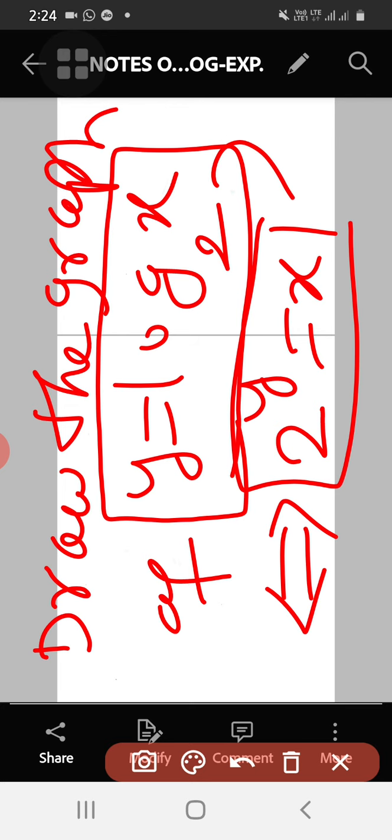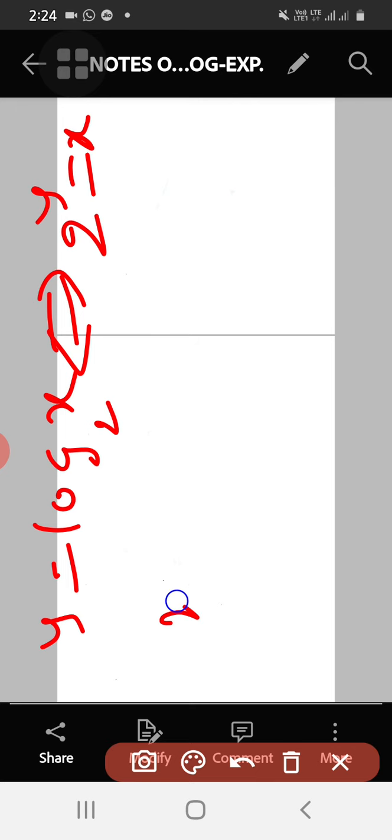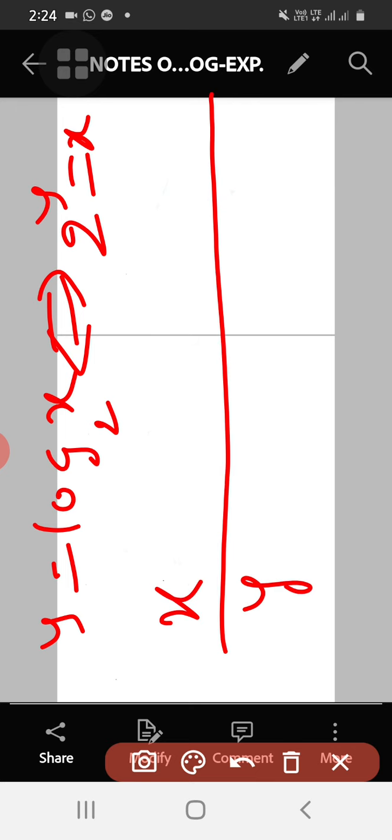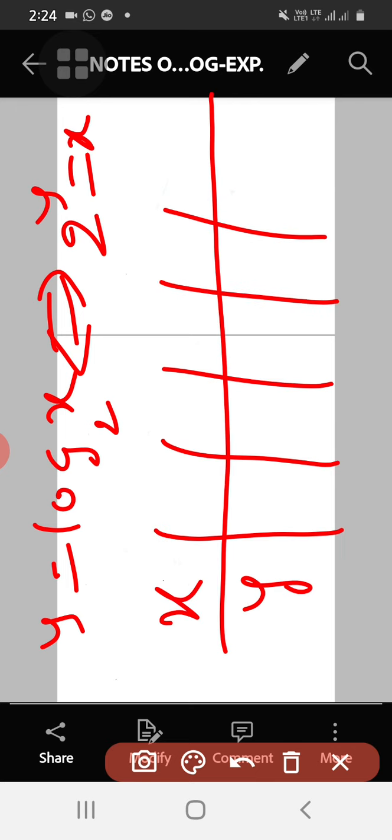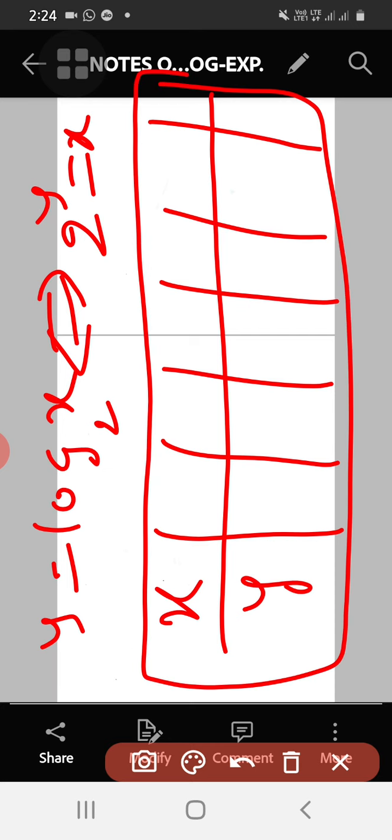So we have already drawn this kind of graph. See, x is equal to 2 to the power of y. We have drawn the graph in a similar way. So y is equal to log x to the base 2, which implies 2 to the power of y is equal to x. So let me give some values for x and y, and then afterwards we can draw the graph here. You go on giving the values for y.